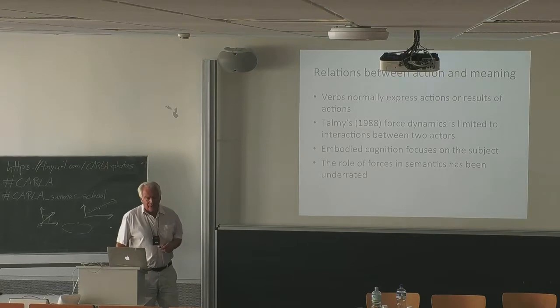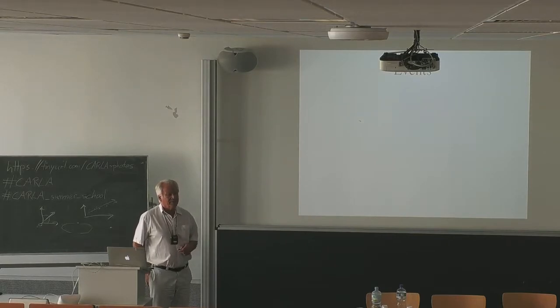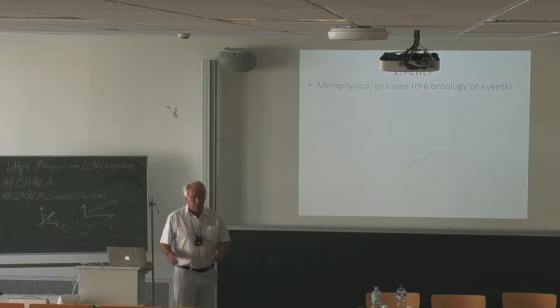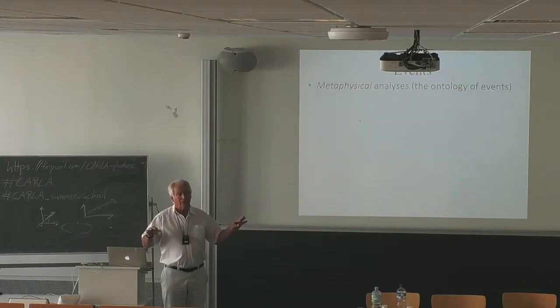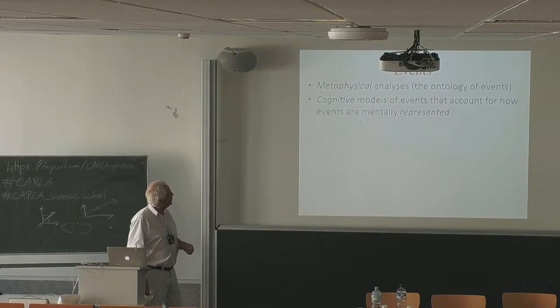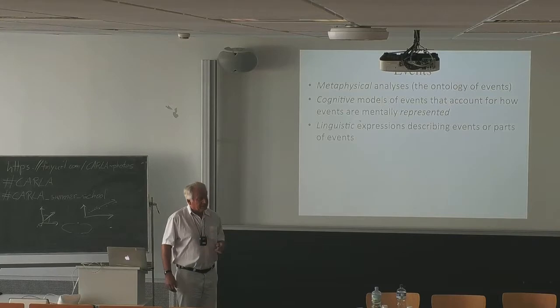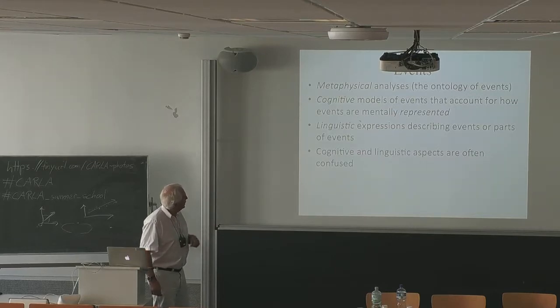Then, from actions, I get into events. What is an event? Well, there are lots of theories of events. In the philosophical literature, they have metaphysical analyses. Those of you with a background in philosophy know the works of Davidson and Kim and so on. That's an analysis that is kind of independent of cognitive processes. I want to have a cognitive theory of events. So I want to give a model that accounts for how events are mentally represented. And then there are linguistic theories of events. I would say that they are often confused here.